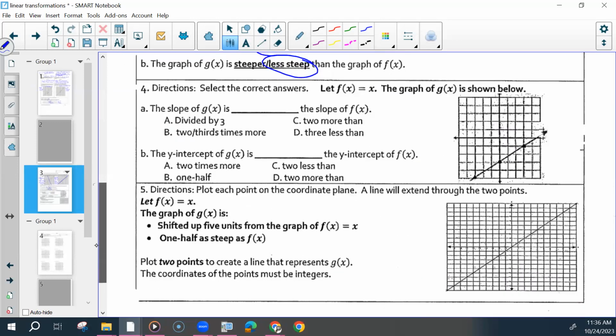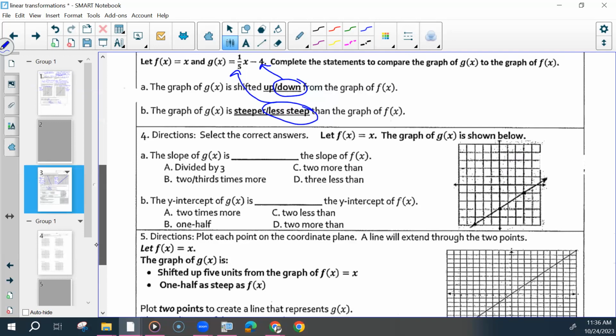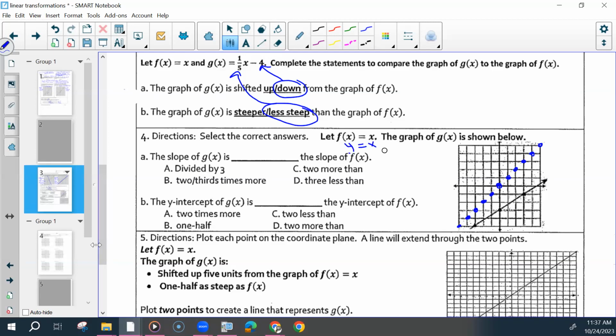Number 4 is describing these in a different way. You have your f of x equals x. If you want to draw that, I'm going to. You don't have to, but if you would like to also draw that so you can compare the original to the new, you can do that. This is the same thing. So I know that the slope is 1 and the y-intercept is 0.